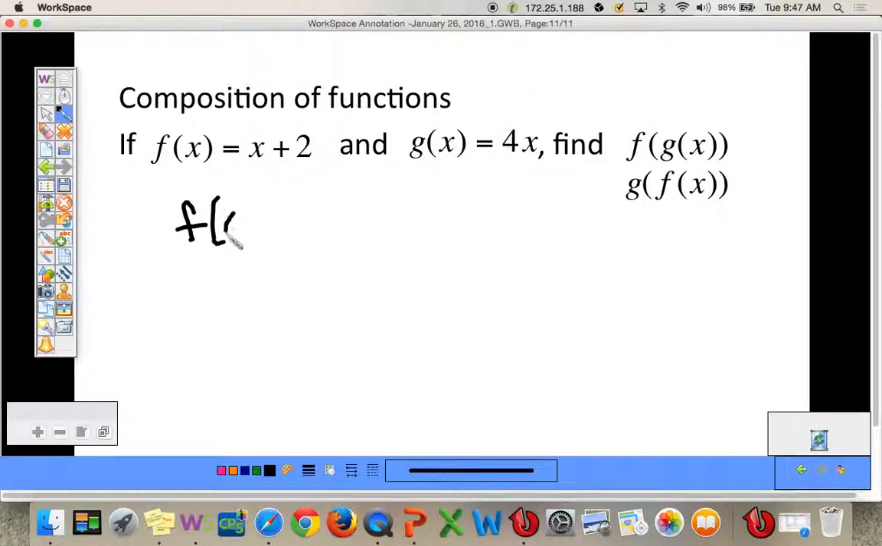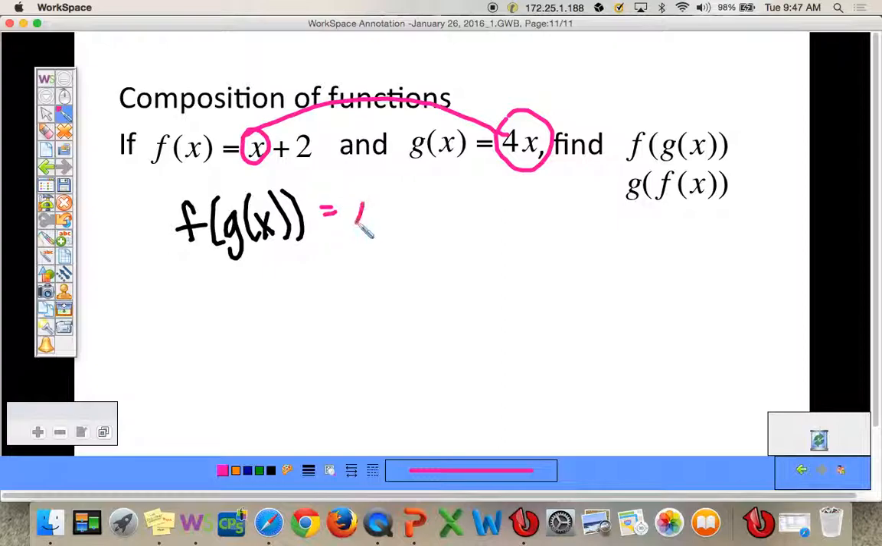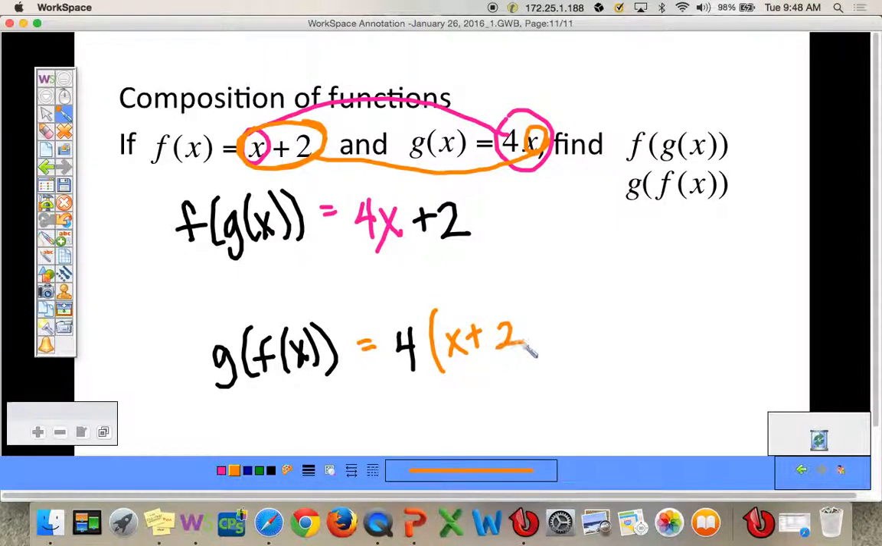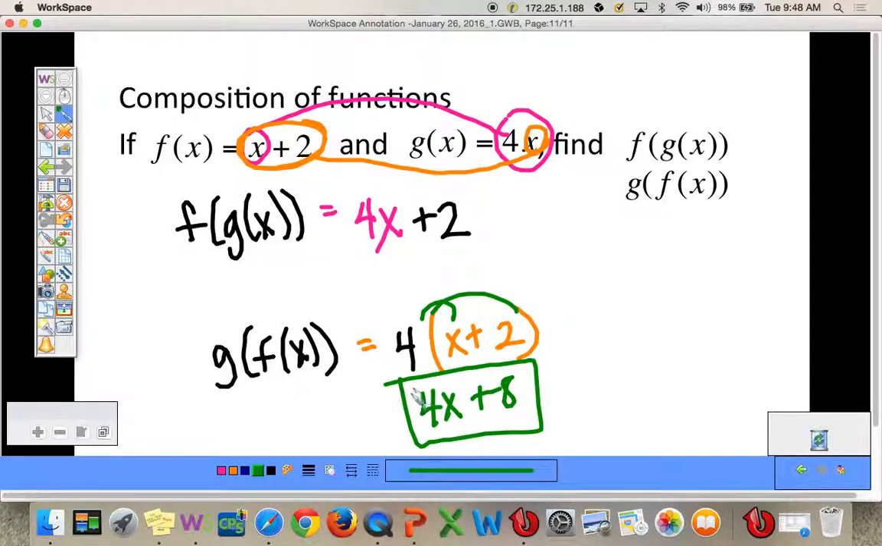Last thing, composition of functions. Let's do f of g of x first. So here we start with the inside function g of x, which is 4x, and plug it into x. So this equals 4x, and then you still have the plus 2. Let's do g of f of x. This time we take f of x, this right here, and we plug it into x in the g function. So we have our 4, and then x plus 2. And then distribute, we'll get 4x plus 8. And there's your answer.